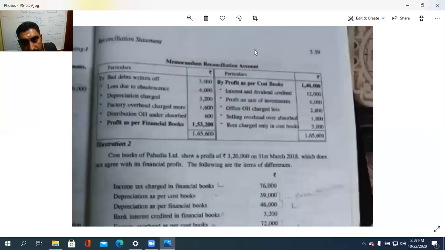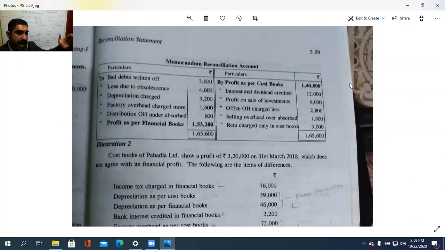Here, see, what is this? This is the memorandum reconciliation account where all the items that are to be added, that is the income received, and the other overhead, more charge or less, like that. So see, by profit as per cost books on the credit side, then interest and dividend credited, those items added, and the profit as per cost books should be credited. And the debit side, what all items deducted, these items to be debited, and we will reach finally the profit as per financial books. So this is the thing we need to calculate in the reconciliation statement between the cost and the profit, or costing profit as well as financial profit.